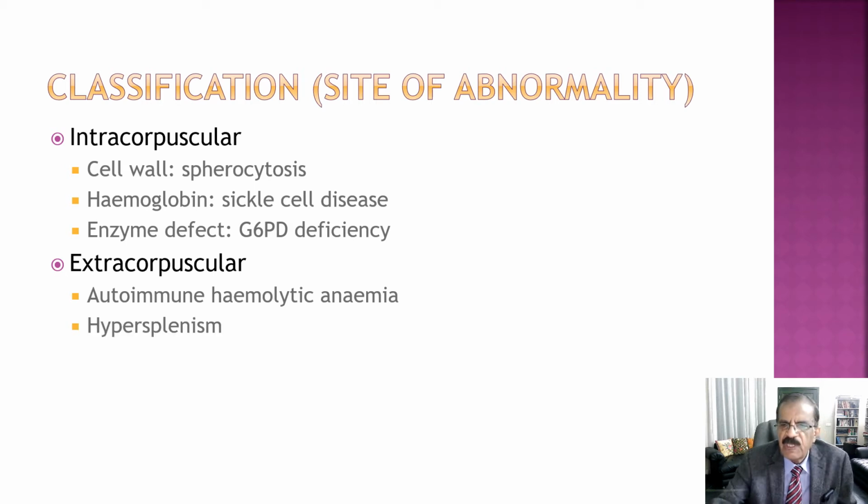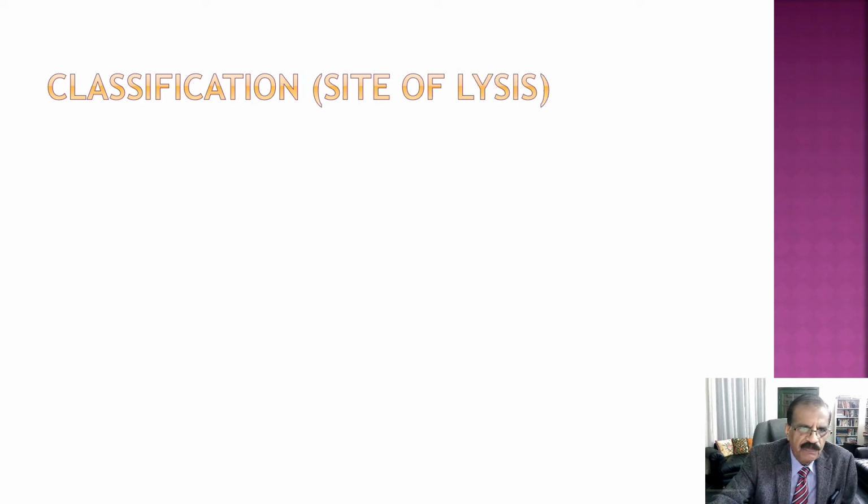And then hypersplenism: in any condition where there is massive splenomegaly, there may be increased red cell breakdown that could result in hemolysis. And then prosthetic valves. Luckily, these days we have very refined and fine valves. They do not cause much hemolysis, but the old-fashioned metallic prosthetic valves used to cause hemolysis. So this is one way of classifying hemolytic anemias, but there is another way also.